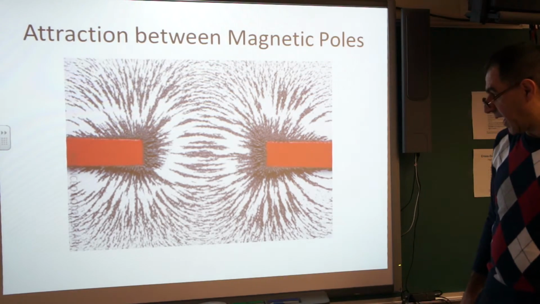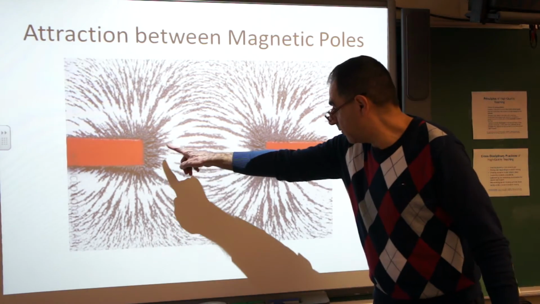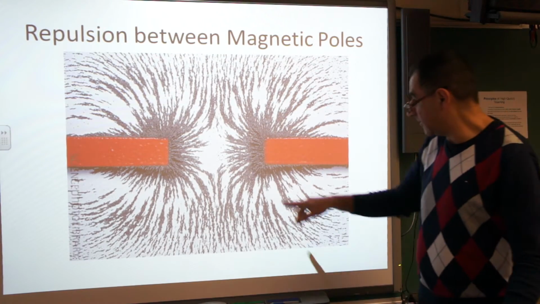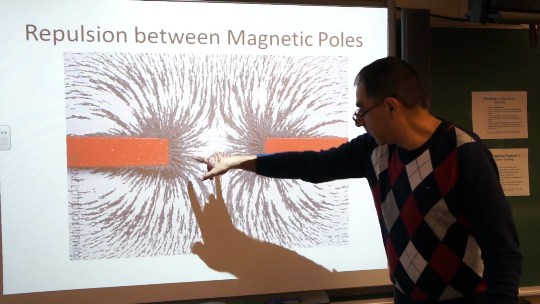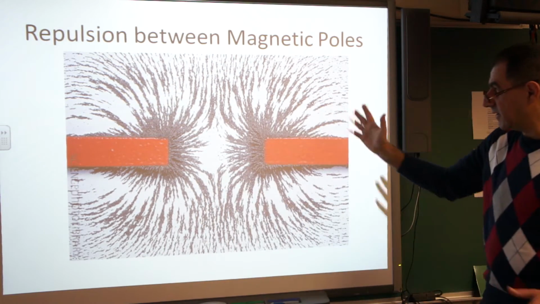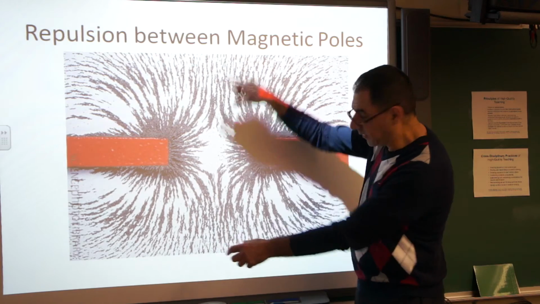So attraction between magnets, for example, if this is north, would be attracted to the south. But these are the same polarity. This could be north and north, and south and south, and as you can see, they repel. Lines of repulsion.